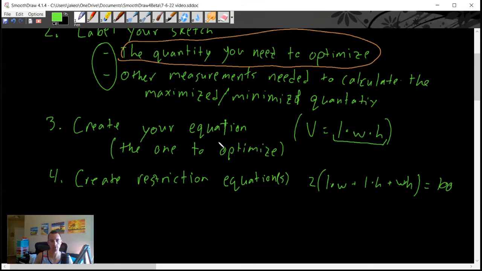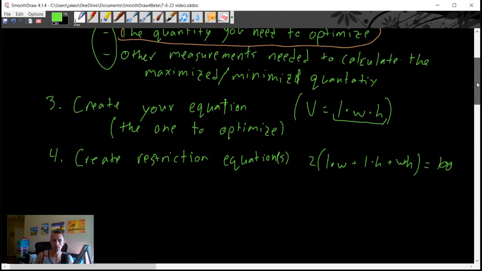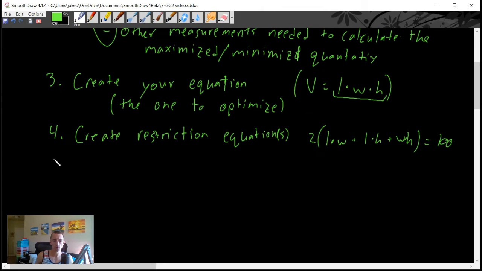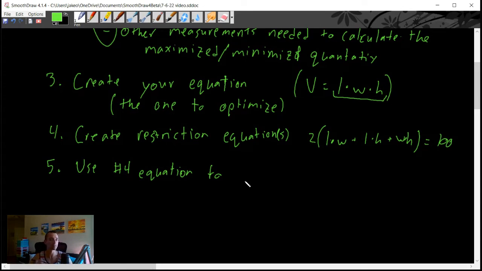So once you've come up with these equations, then what you're going to do is use your restriction equation or equations to solve for one of these variables and plug it into your optimized equation. So we're going to use the equation from step 4, so the number 4 equation, to simplify, or in other words, substitute variables out of our number 3 equation.